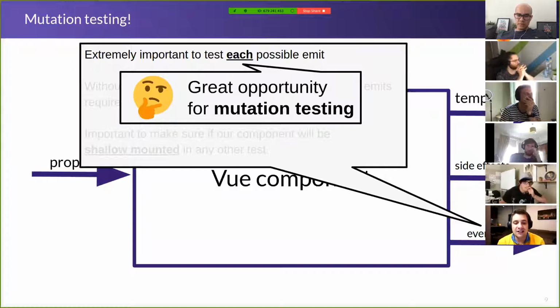And this is a great opportunity to utilize mutation testing. So basically the idea is that we should pick our Vue component, mutate the name of any emit we found, so we do not generate this event, and the test should turn red. If any such mutation survives, that means that the event emitting in our component is not covered enough, and the component test lacks some important details.